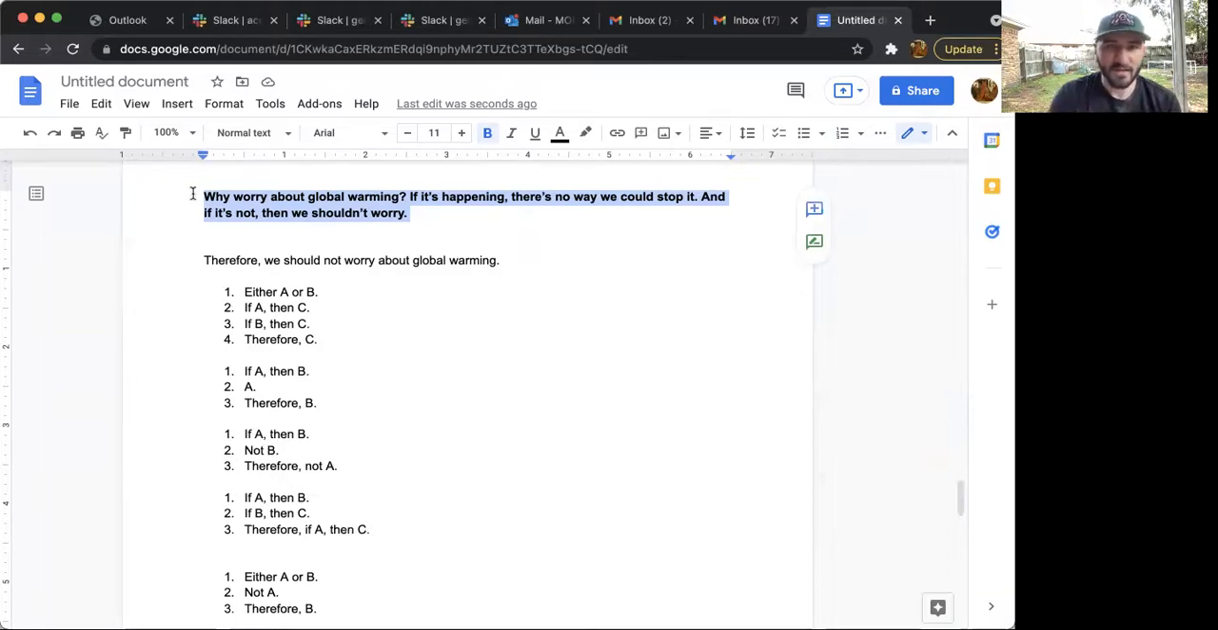Okay, so we're back. If we were trying to fit it into this pattern, we might say the conclusion is the C part, so that's going to have to fit in here and here. It's the second part of if A then C, and the second part of if B then C. So what's this going to be? That doesn't involve C. That's something that doesn't involve the claim that we shouldn't worry about global warming.